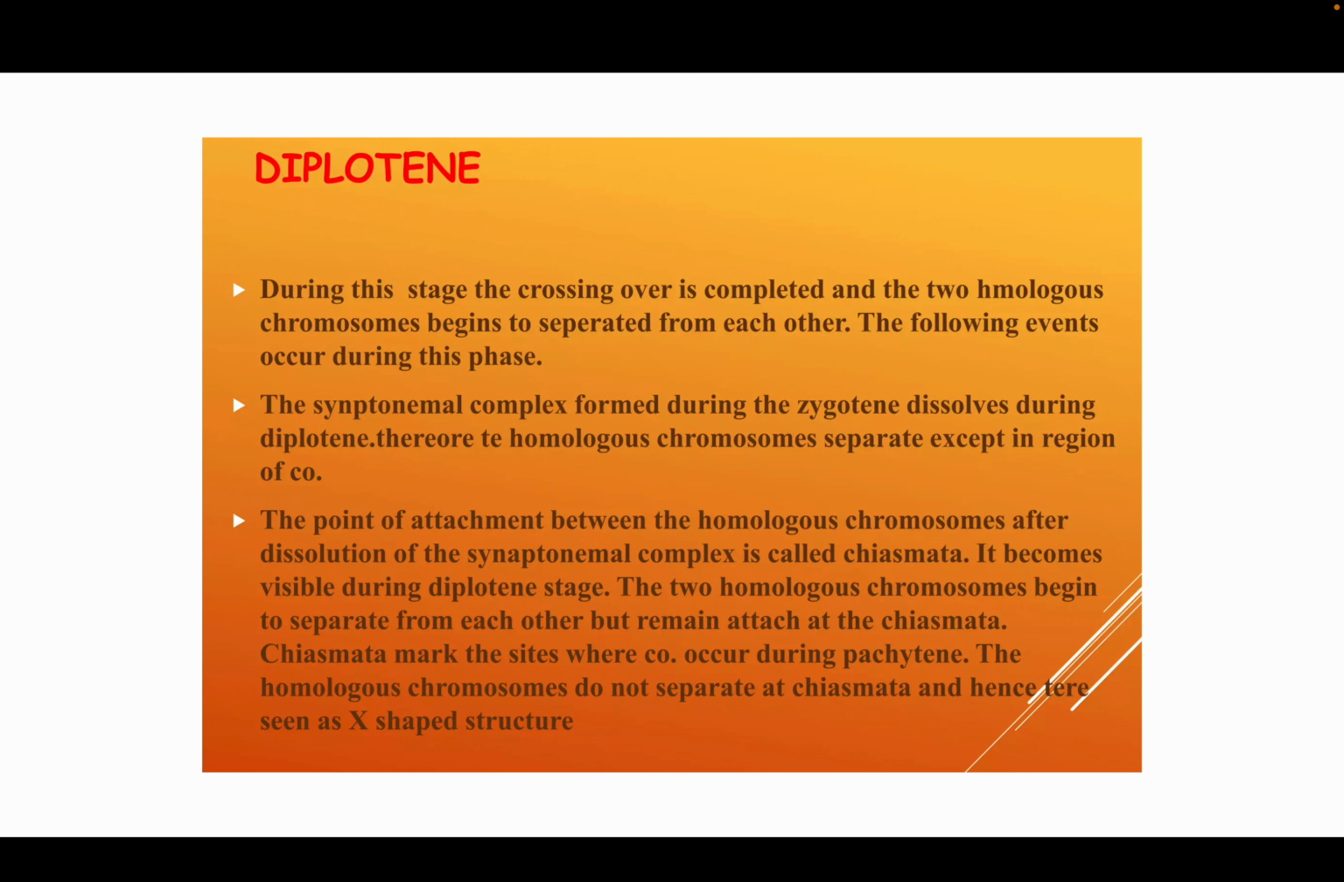So chiasmata mark the site where the crossing over has occurred during pachytene. The homologous chromosomes do not separate at chiasmata, hence they form an X-shaped structure.